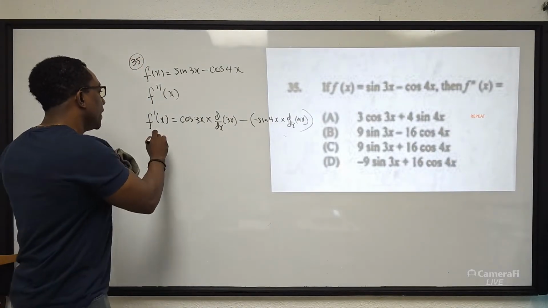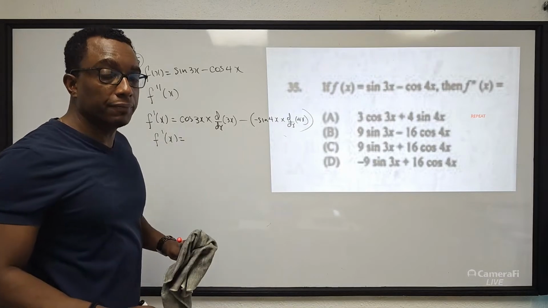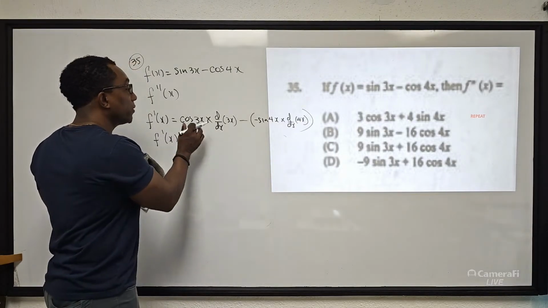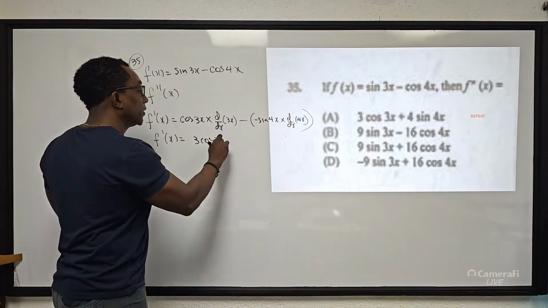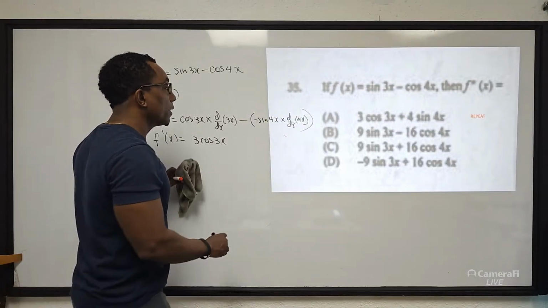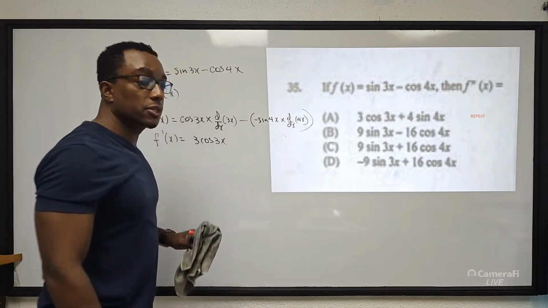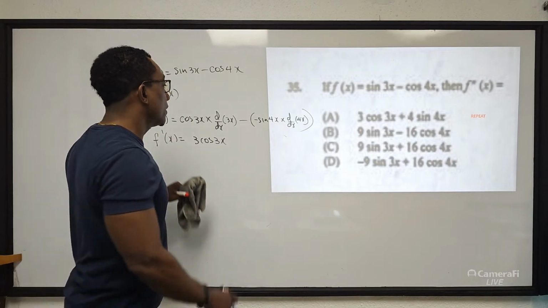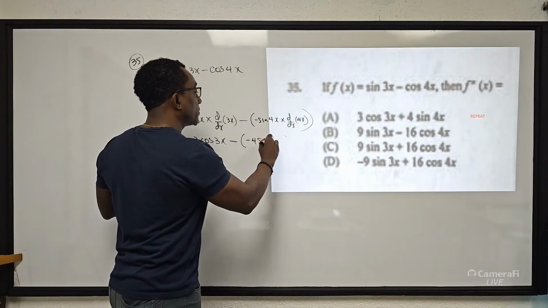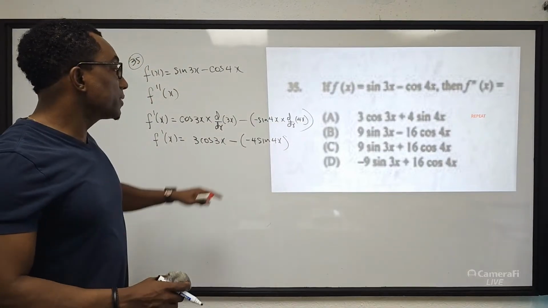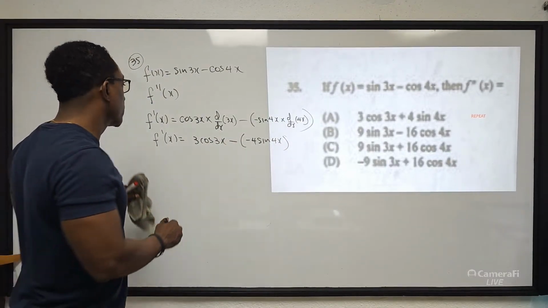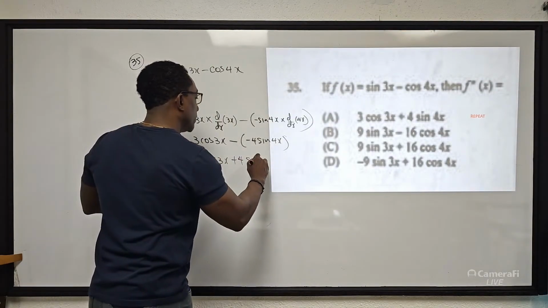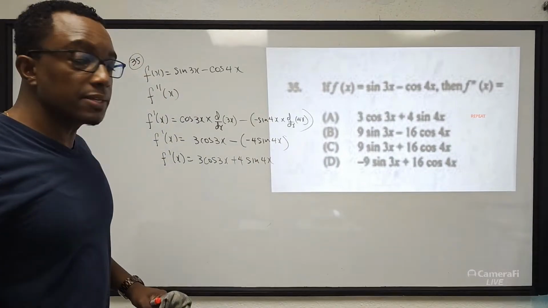So we're going to get f prime x, the first derivative. The differential of 3x will be 3, and I multiply 3 by cos 3x to give 3 cos 3x. The differential of 4x is 4, and 4 multiplied by negative sine 4x. Let me write it down: minus negative 4 sine 4x. A minus by a minus is a plus. So f prime x is 3 cos 3x plus 4 sine 4x. Now that's just f prime x.